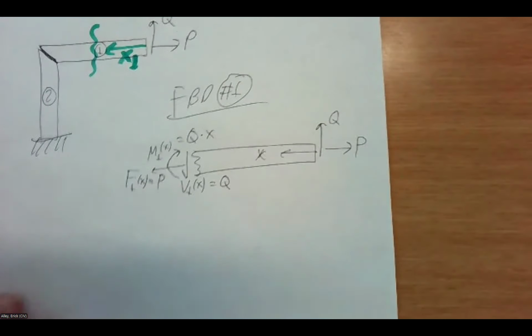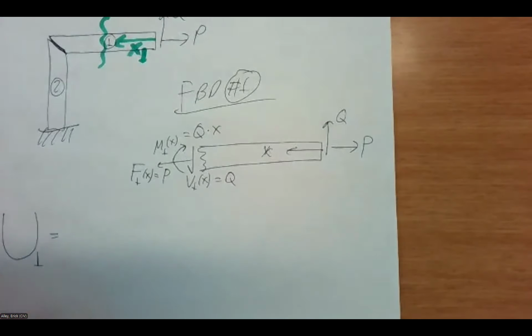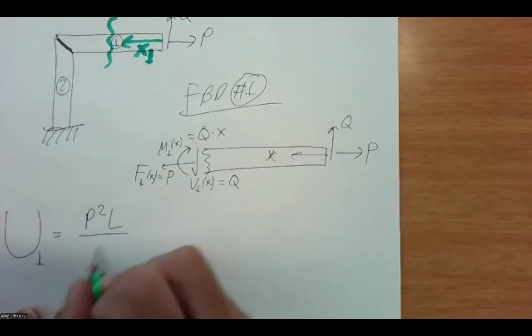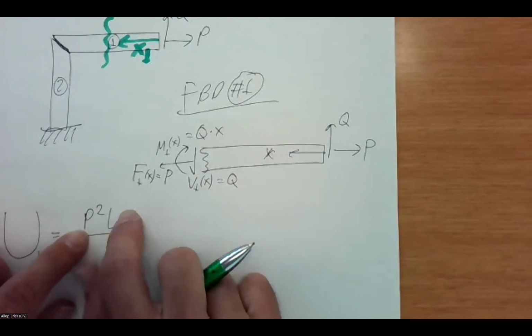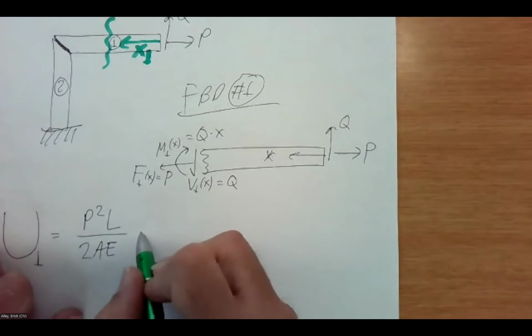Okay. So if we're going to look at U for number 1, I've got an axial energy. That's going to be P squared L. If I look back to my 6.1 slides, let's go back to the axial bar. Bar subject to axial load says F squared L over 2AE. So P is my axial load, P squared L over 2AE. That's an axial energy.